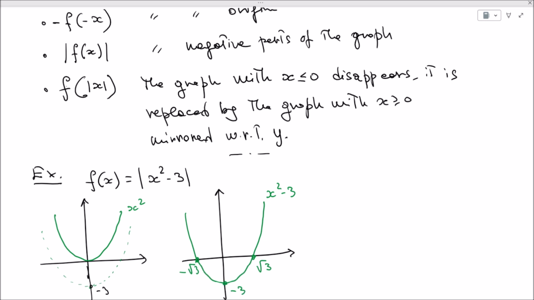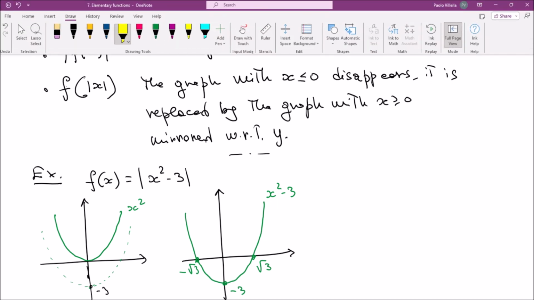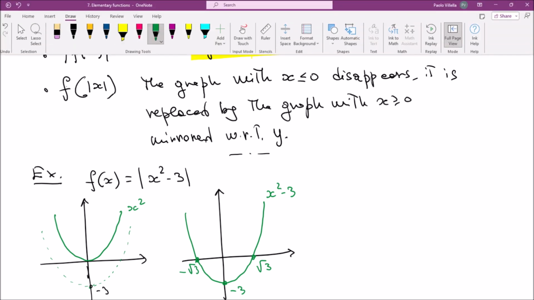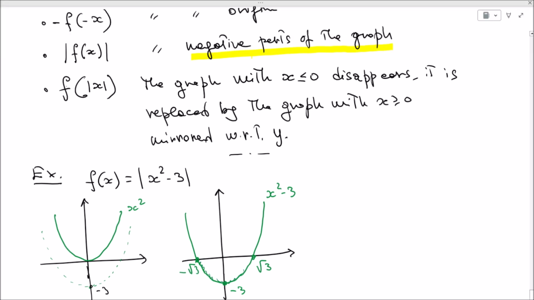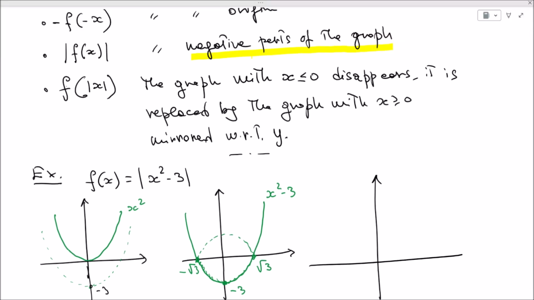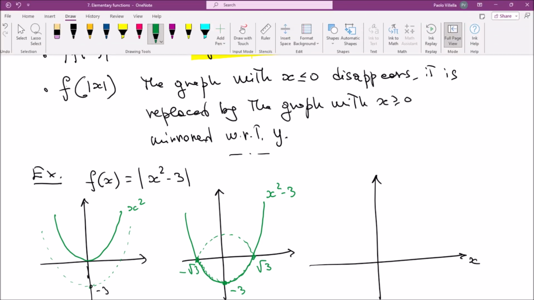Now we need to apply the absolute value. We said that applying the absolute value means that basically all the negative parts of the graph will be mirrored with respect to the x. So what we need to do is basically taking the negative part, which is this part here, and mirror this with respect to the x-axis. So what we get is something like this. So the final graph of x to the square minus 3 in absolute value will be the following.